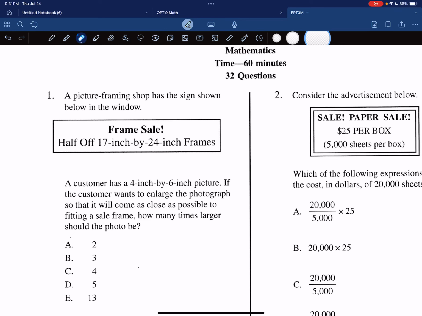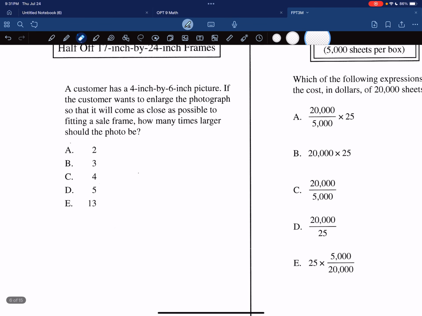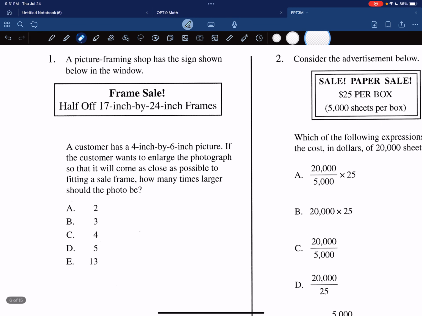Number 1. A picture framing shop has the sign shown below in the window. Frame sale, half off a 17-inch by 24-inch frame. A customer has a 4-inch by 6-inch picture. If the customer wants to enlarge the photograph so that it will become as close as possible to fitting a sale frame, how many times larger should the photo be?